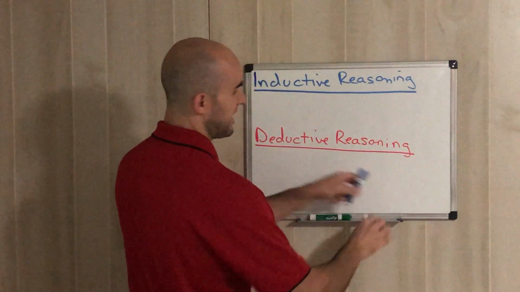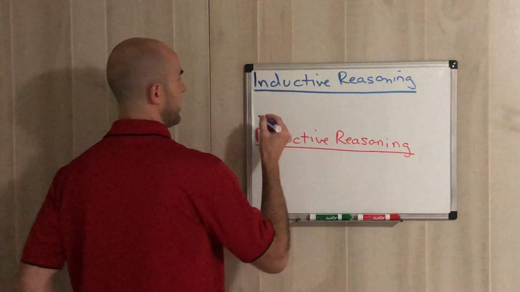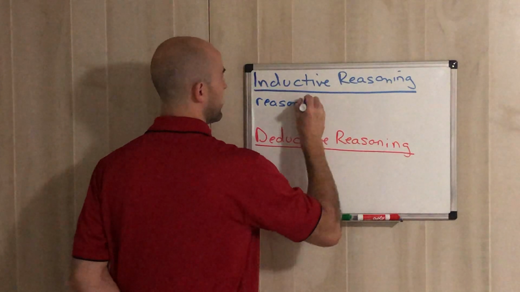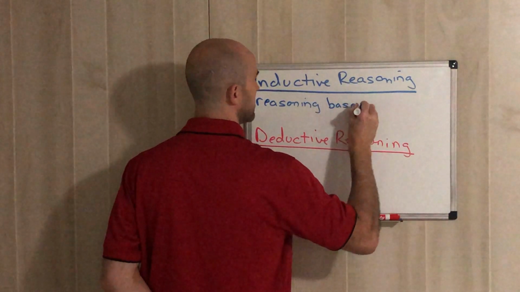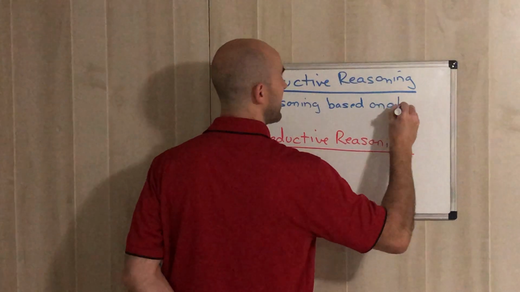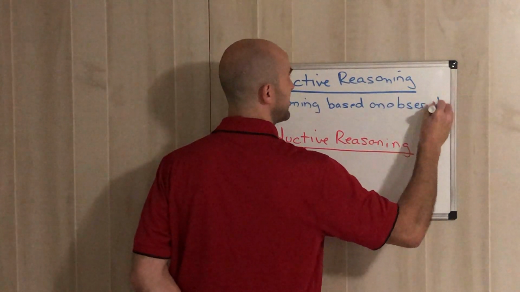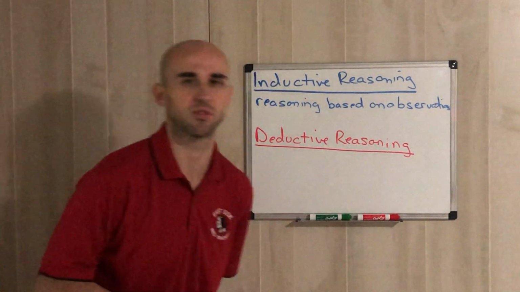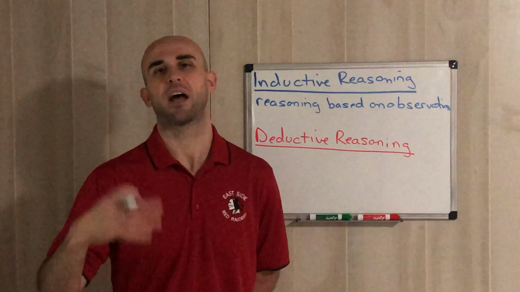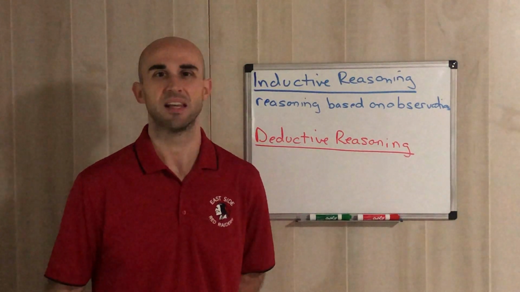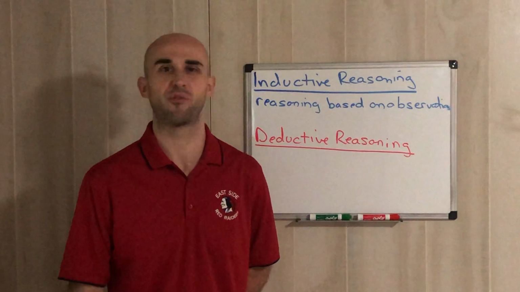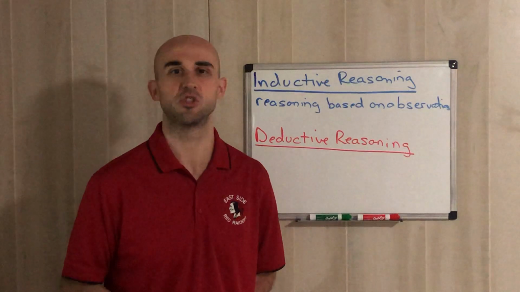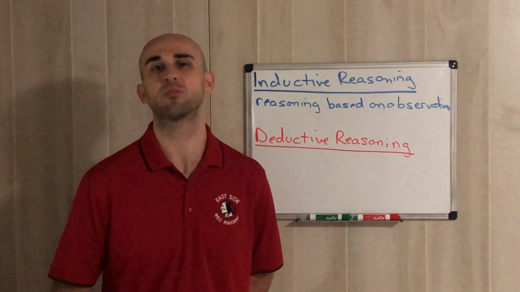So when it comes to inductive reasoning, it's reasoning that's based on observations, right? Reasoning based on observations. So again, it's what you see. So it's never guaranteed. What I mean by reasoning based on observations is, if you look out the window today, it's raining. If it rained yesterday, if it rained the day before, if it rained the day before that, based on inductive reasoning, based on your observations, you can say that tomorrow it's going to rain. And that's what inductive reasoning is.